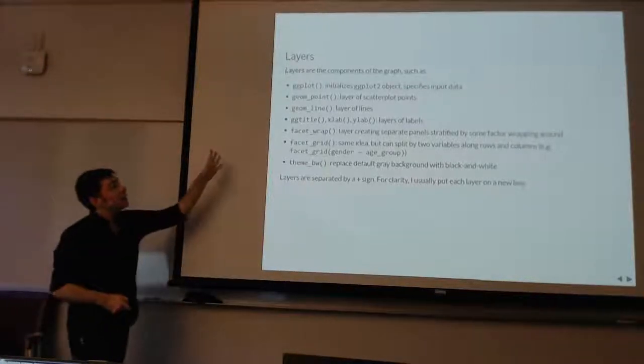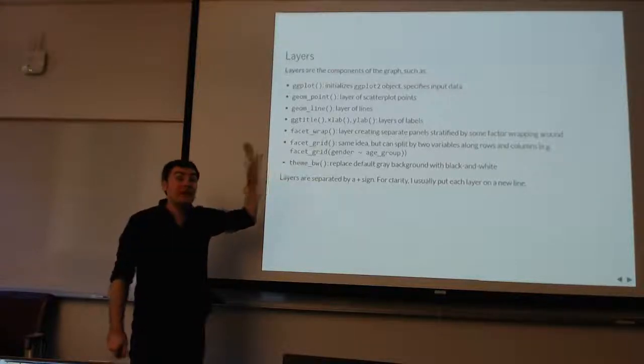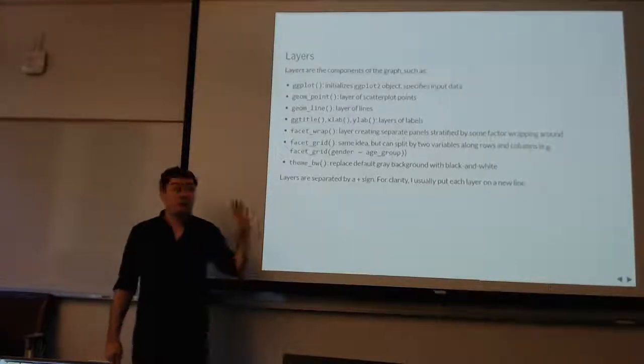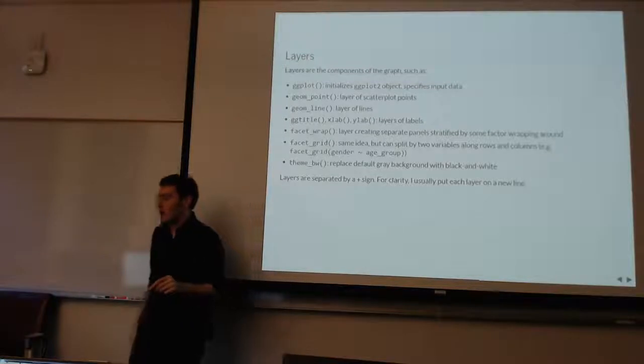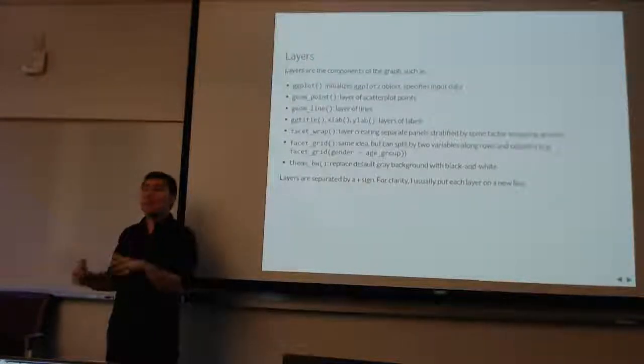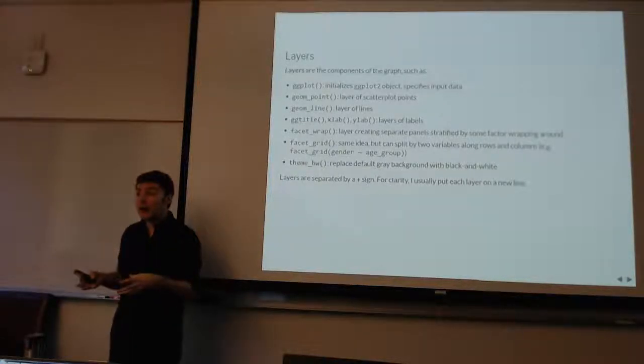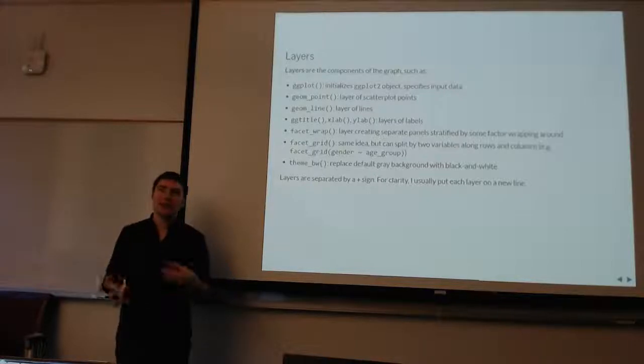For layers, the components of a graph, there are a lot of different things you can stick on a graph that range from very general things to very specific things. The base layer that we start with is always this ggplot call. That initializes a plot. We have to give it a data frame, some data frame we're going to use for it. Well, actually, technically, you don't have to give it a data frame.